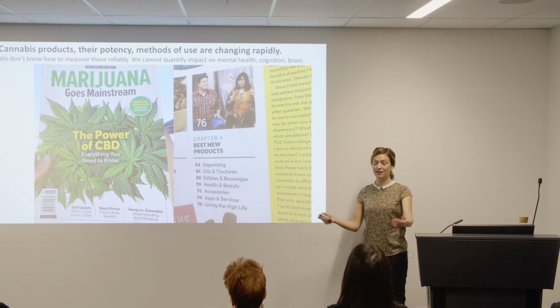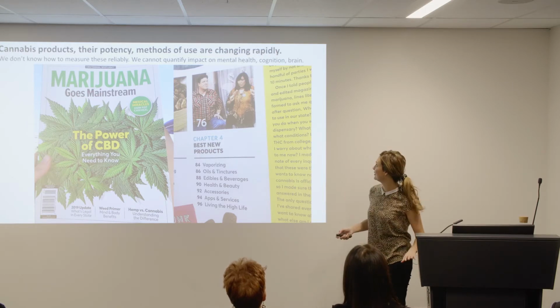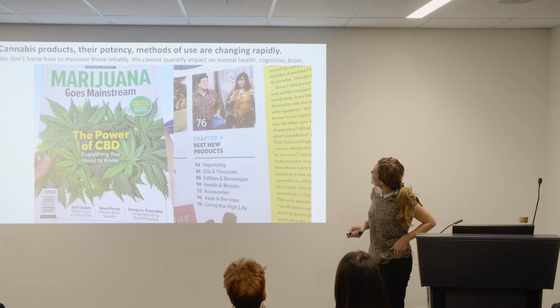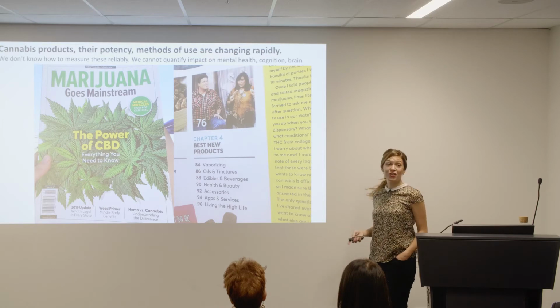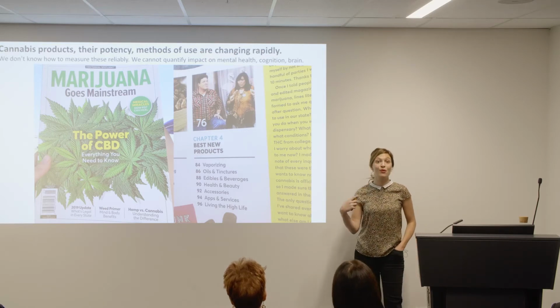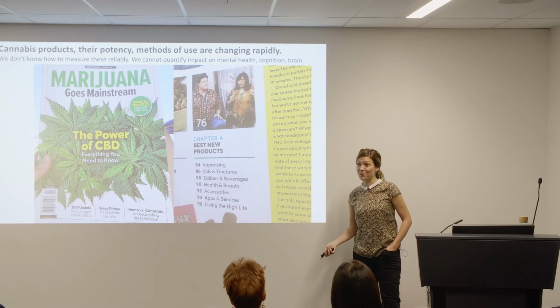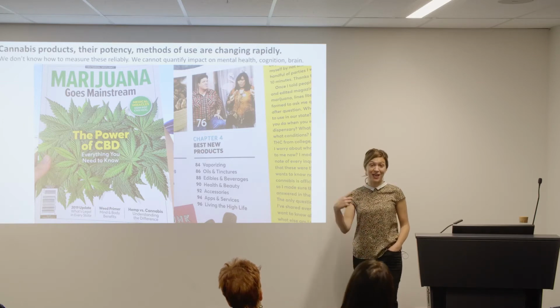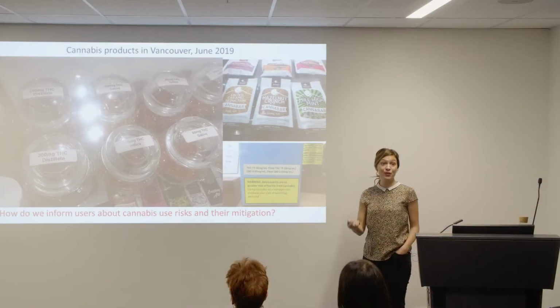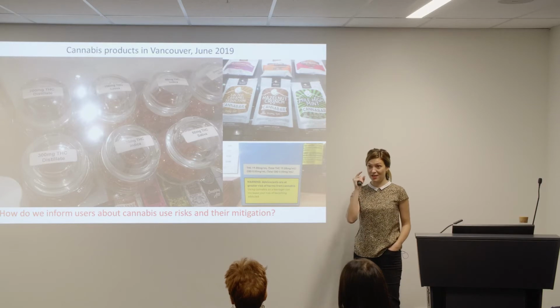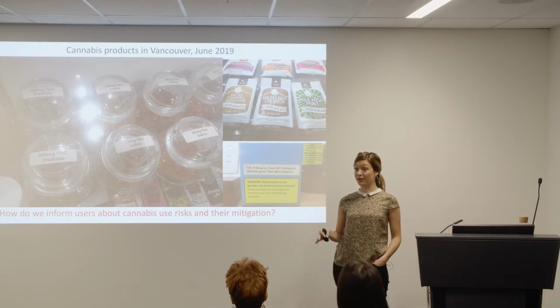Cannabis has been legalized in Canada just a couple of months ago. So cannabis products, their potency, and methods of use are changing rapidly. There's more and more oral cannabis being used, for example. There are a lot of different cannabis products becoming more and more available to people. These are some pictures from a coffee shop. Here is 200 milligrams THC distillate, 300 milligrams THC. Usually, a regular cannabis user can get high with about 10 milligrams of THC.